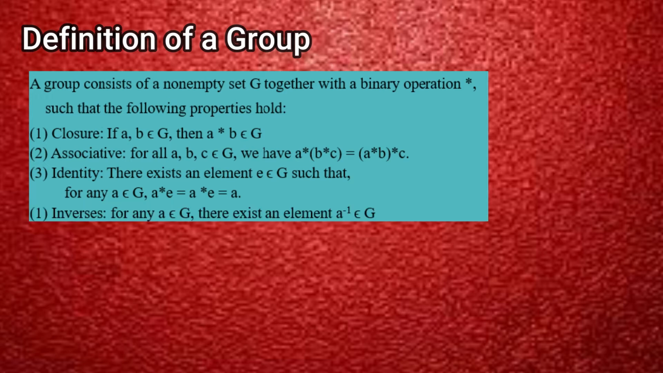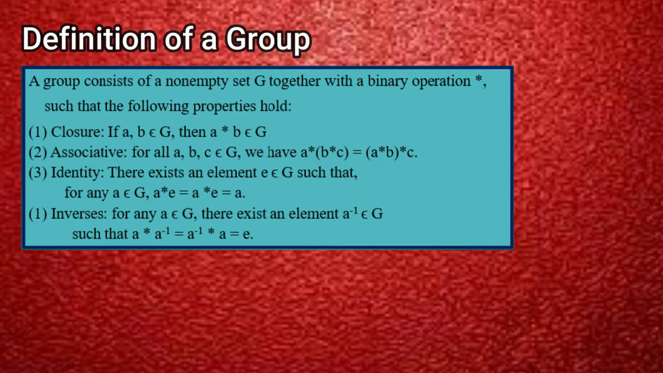Lastly, we have inverses. For any element A that's in the set G, there exists an element, and we're going to call it A inverse or the inverse of A, that's also in the set G, such that A star A inverse equals A inverse star A equals the identity, which in this case would be E. And that's it. That's the definition of a group.